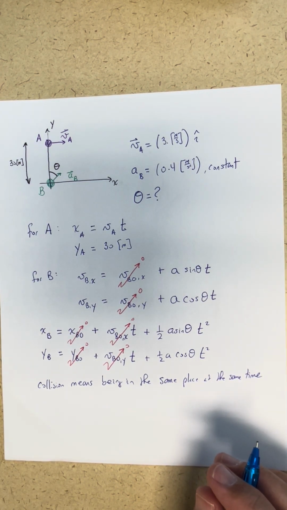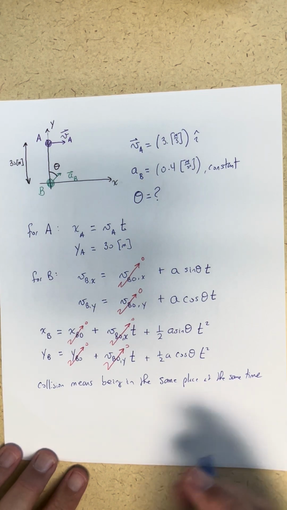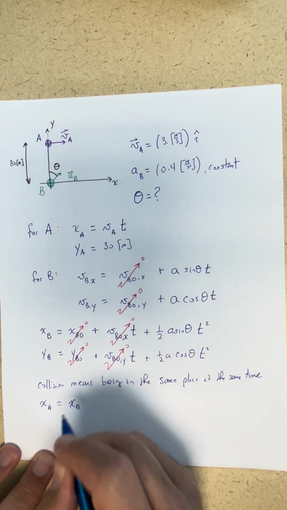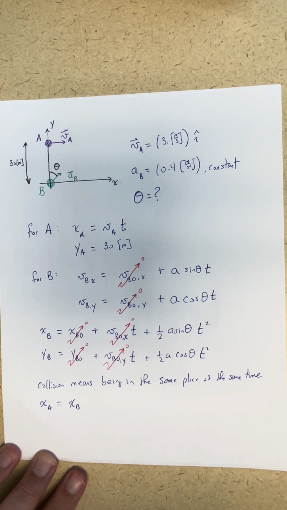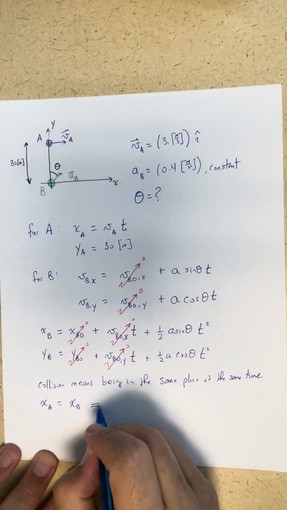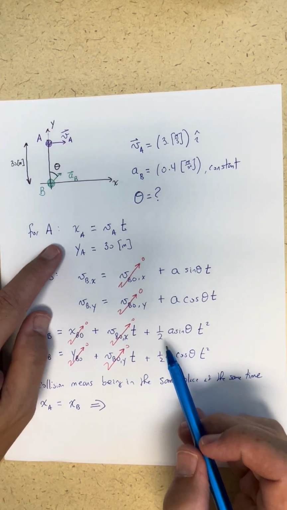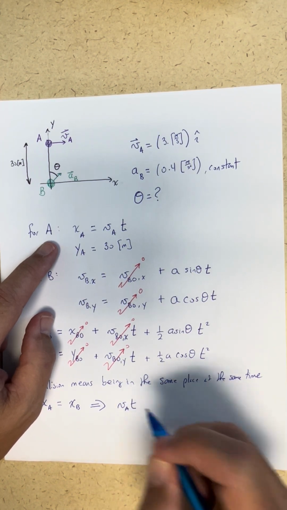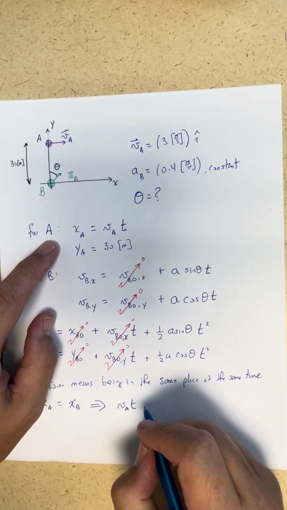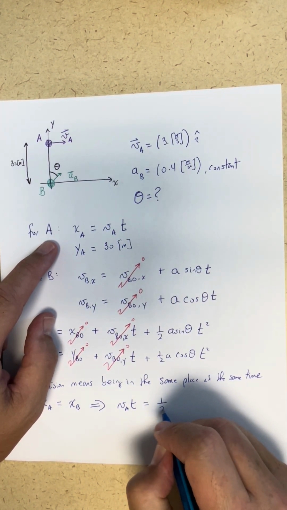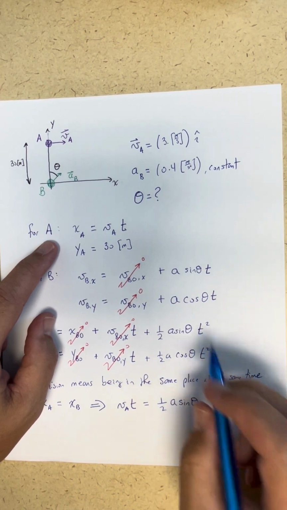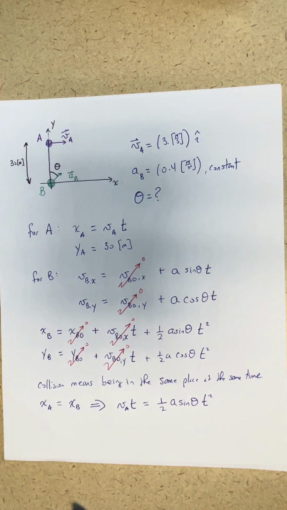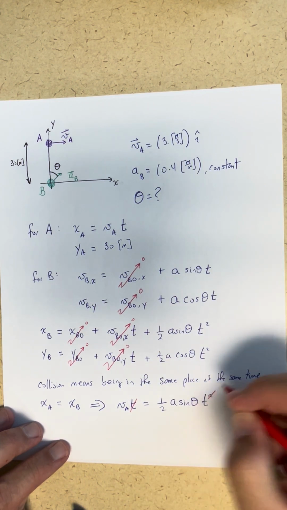So let's apply that idea. At some time, if they're going to collide, the x coordinates of the two pucks are identical. So we have an equation, and that tells us that the constant velocity of puck A times time is going to equal a half a sine theta times t squared. And I can throw away 1 power of t.